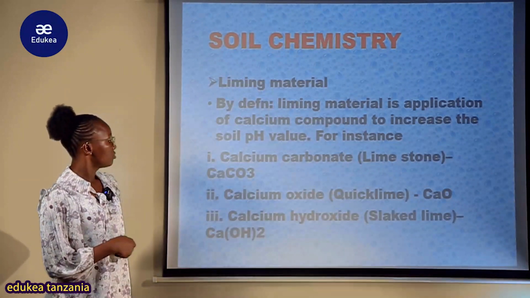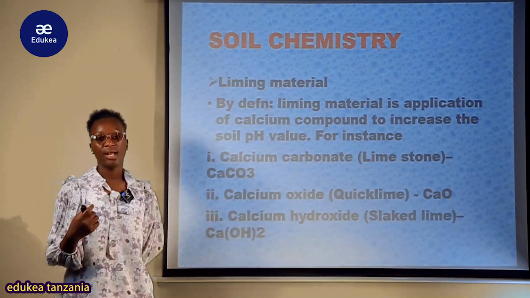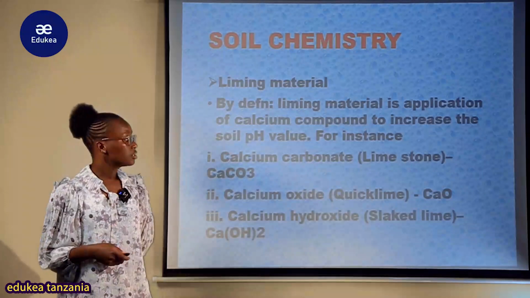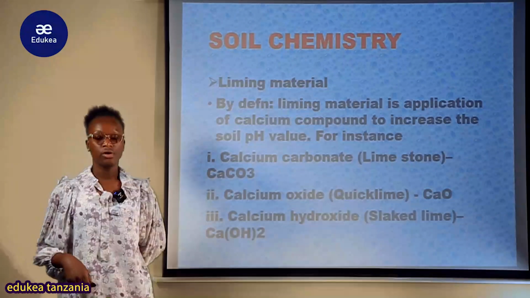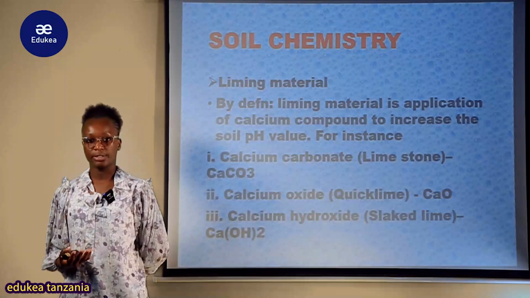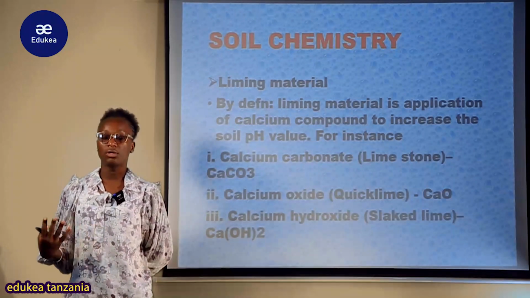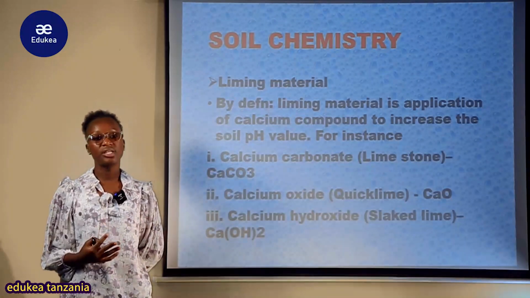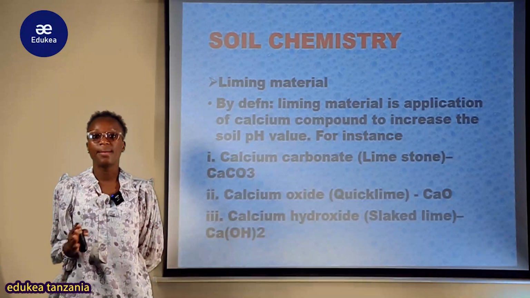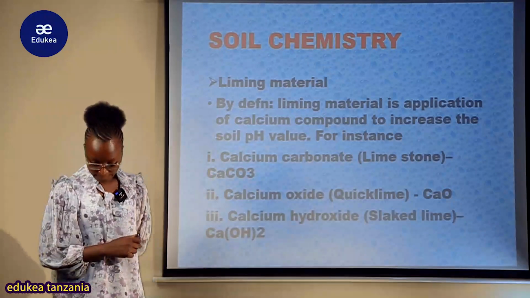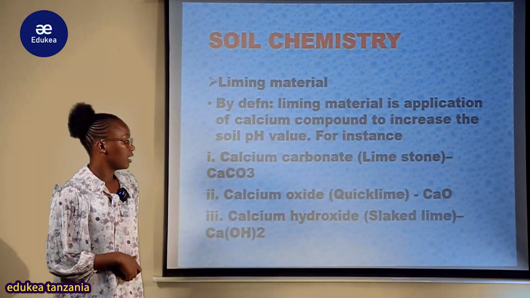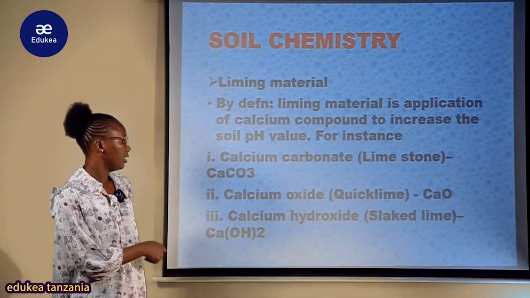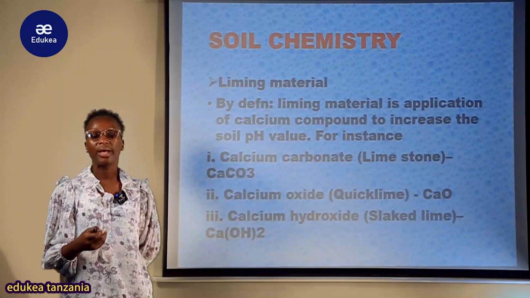So for instance, tuna mfano wa calcium carbonate, ambayo tunapoongelea calcium carbonate simply tunaongelea chemical name ambayo ni limestone. So this one calcium carbonate. So you can see here calcium haiko peke yake, imekuwa bonded with carbonate. That's why tunasema liming material ni application ya calcium compound, lakini liming is just application of calcium. Another is calcium oxide. When we talk about calcium oxide, hii hapa ni common name, lakini chemical name yake we know it is quicklime and so forth.